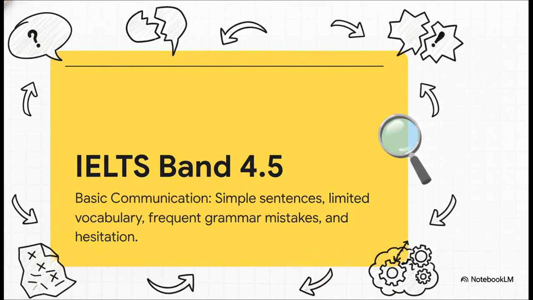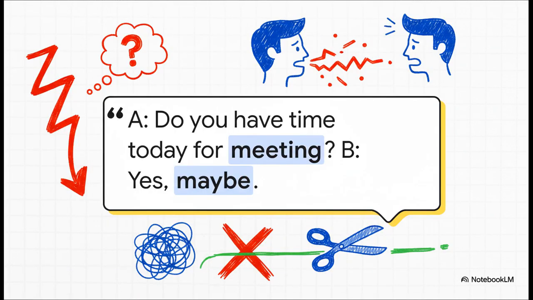Let's start at what's called Band 4.5. At this level, someone can get their basic meaning across, but it often feels like a bit of a struggle. You'll hear really simple sentences, lots of pausing and hesitation, and quite a few mistakes that can sometimes make it hard to understand. And here's what that might sound like. The grammar's a bit off with "from meeting," and the whole conversation is just short and choppy. The basic information is exchanged, but there's no real flow, no real connection happening.